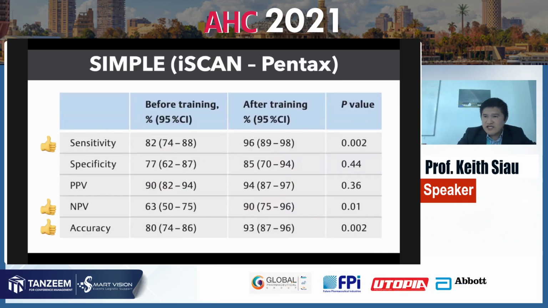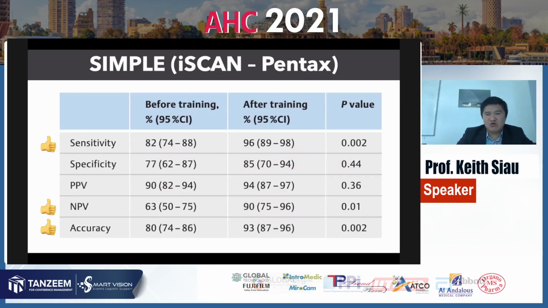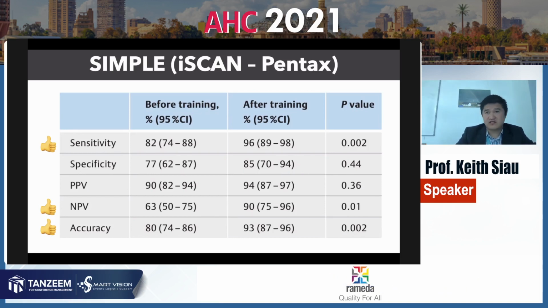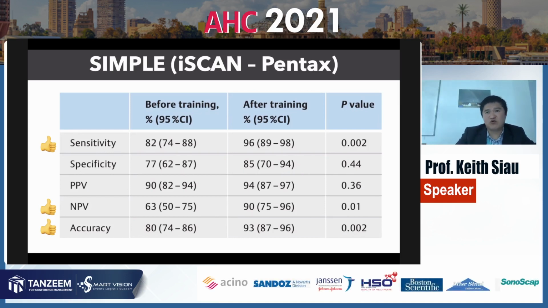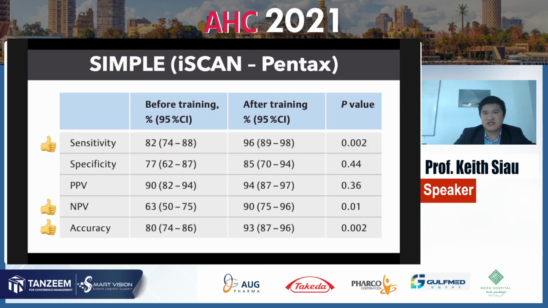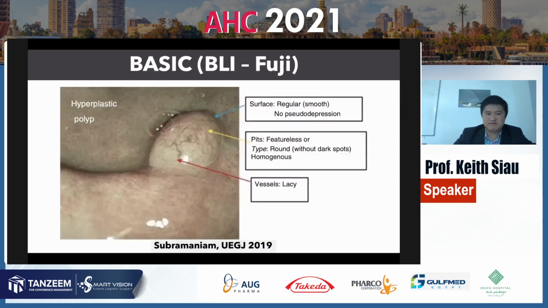And actually, people can do well with training. Training platforms can allow one to improve the sensitivity of histological prediction, as well as improving negative predictive values, which are important for the resect and discard strategy that you may have heard of, that may save a lot of money by avoiding sending specimens to histology and discarding them straight away if you're confident with predicting histology. And then also accuracy of the histological prediction.